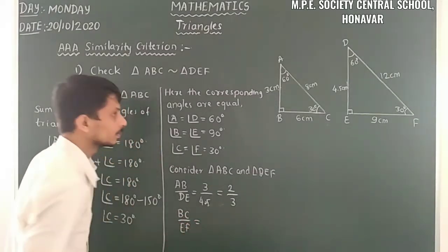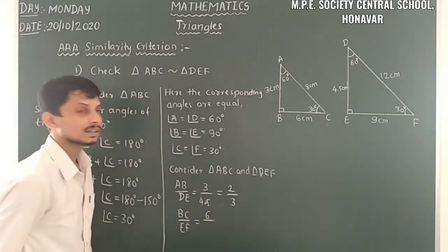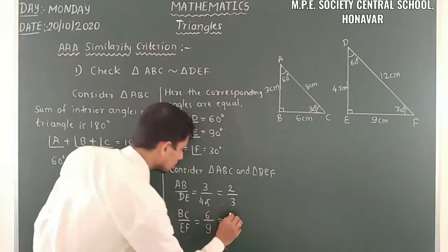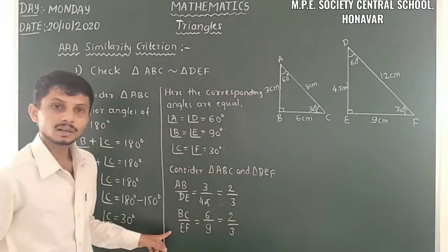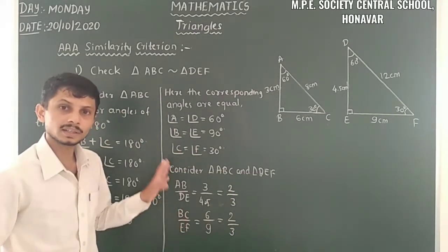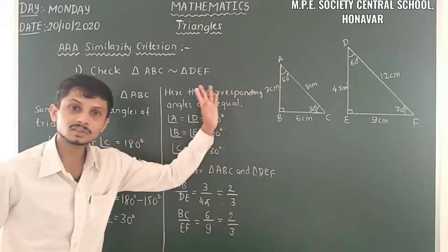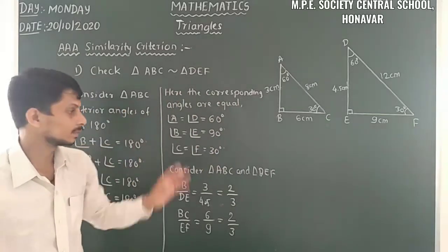BC by EF. BC is equal to 6 centimeter, and EF is equal to 9 centimeter. That is 3 into 2 and 3 into 3. We have both the ratios of corresponding sides are same. So if we have the third side also the same, we can take those two triangles are similar.